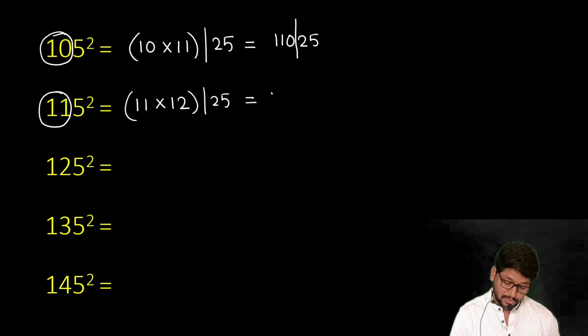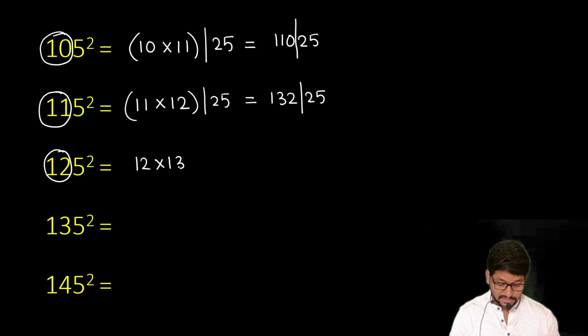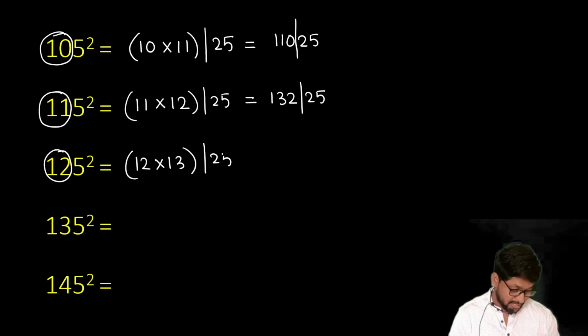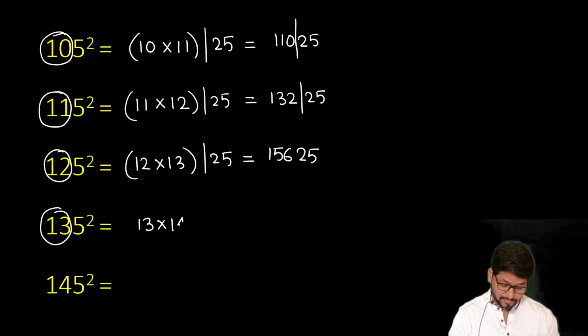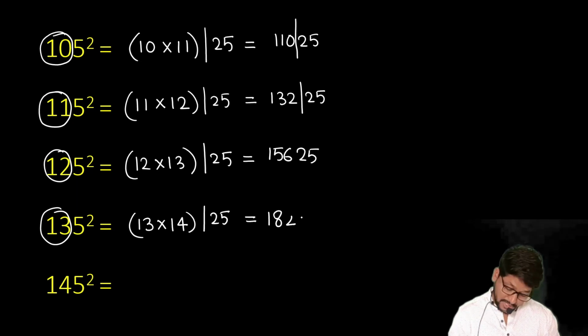In this, the number other than 5 is 12. So 12's successor is 13. Just write them and find their product and add 25 at the end. So the product is 156, 15625. 13's successor is 14. So multiply them and add 25 at the end. We'll be getting 182, 18225. 14's successor is 15. Multiply them and add 25 at the end. 14 into 15 will be 210, 21025.